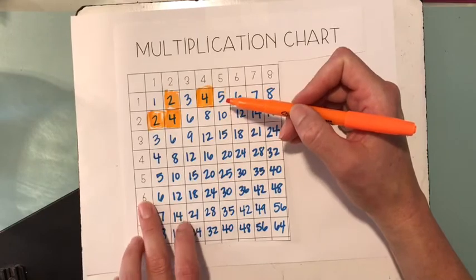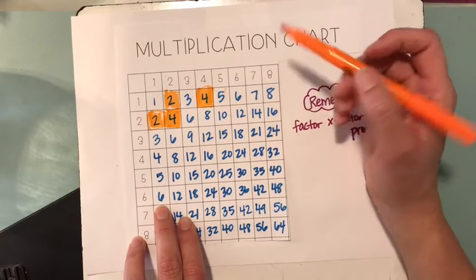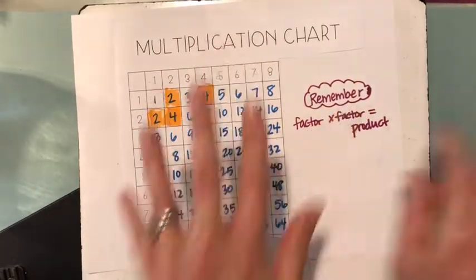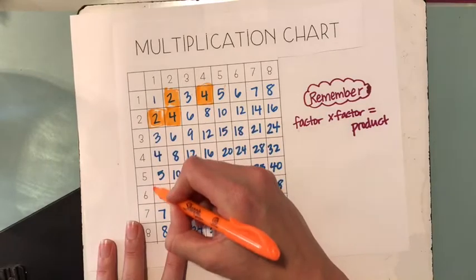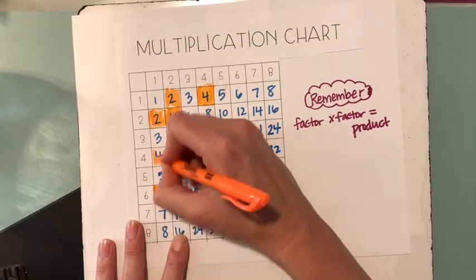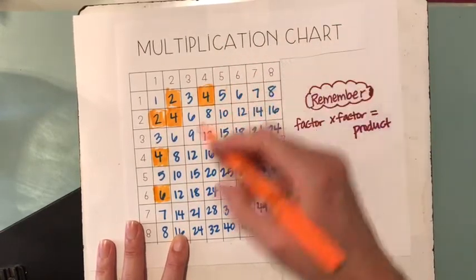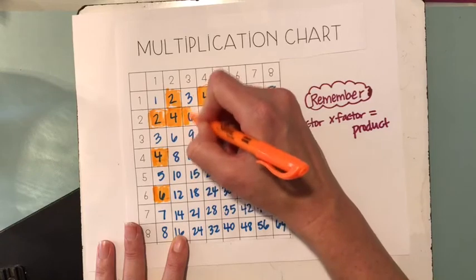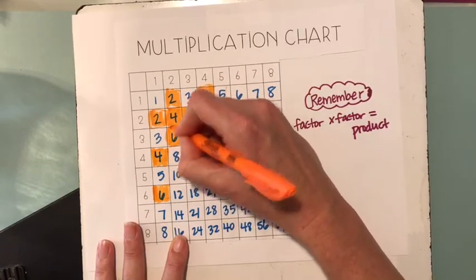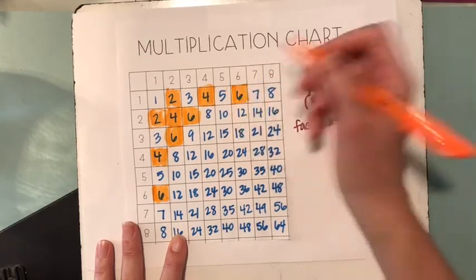How about 6? Yes, 6 does, right? So 6 has a pair. So I'm gonna color in all of my 6's. Oh, I missed a 4 over here too. Any 4's I see? Any more 4's? Nope. 6. Here's a 6 here. Here's a 6 here. Here's a 6 here. Lots of 6's, huh?